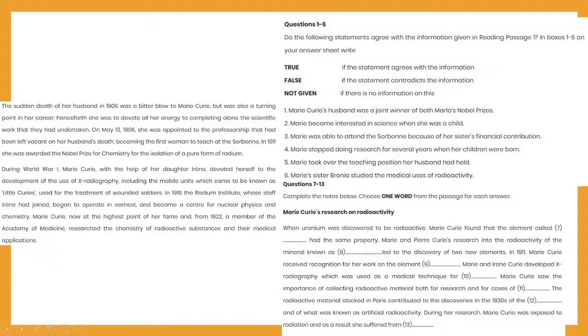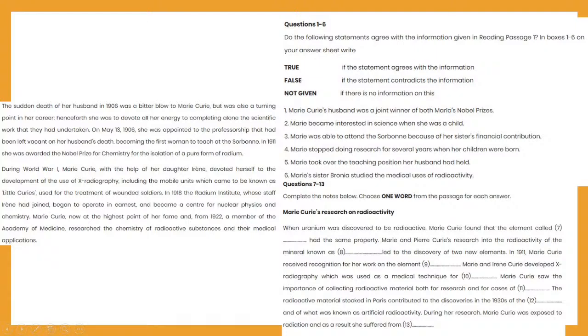In 1911, Marie received recognition for her work on the element called what? In 1911, she was awarded the Nobel Prize. She was awarded, she received recognition. Award and recognition are the same words. For her work on the element called what? Radium. Let's see.